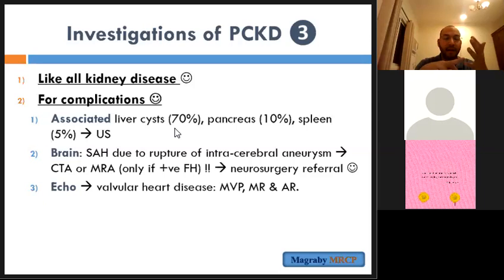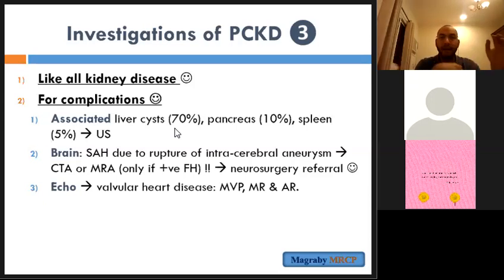So CT cerebral angiography or MR angiography is usually not done as a routine for all cases. It is usually done in cases with a positive family history of the same condition. And for sure, if you find something like this, you would refer to the neurosurgical team.